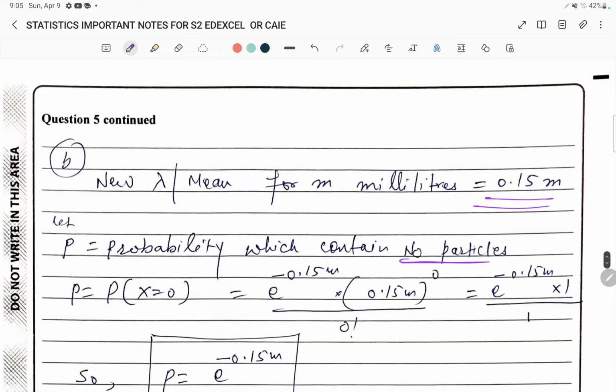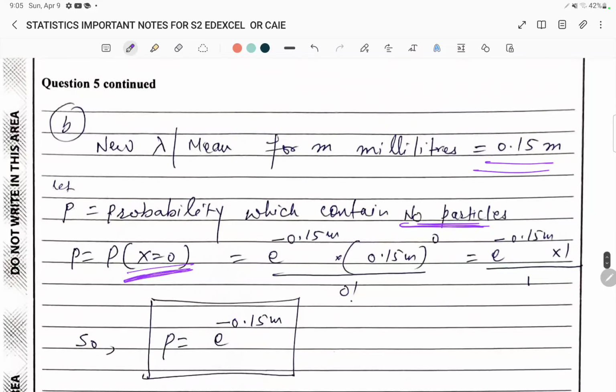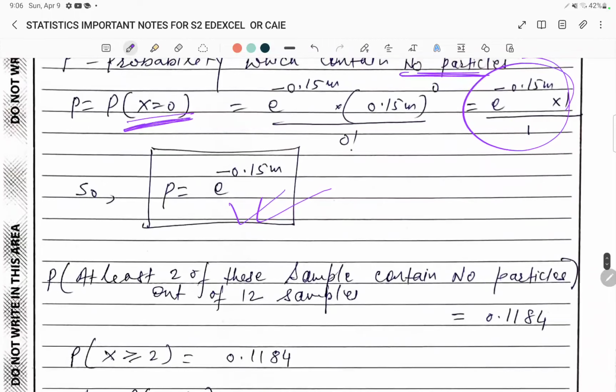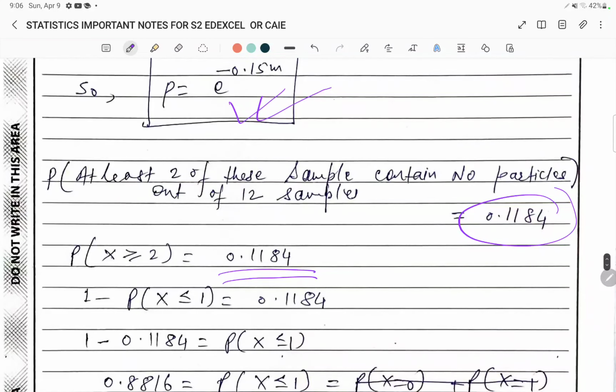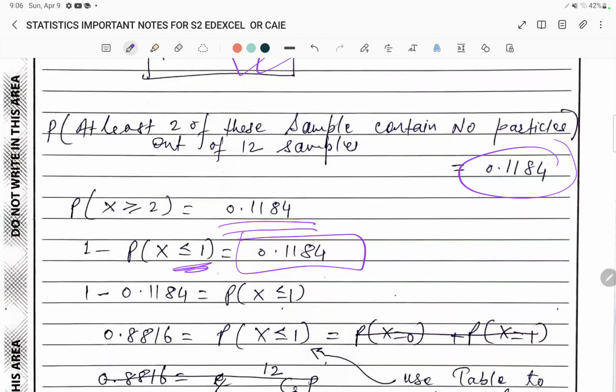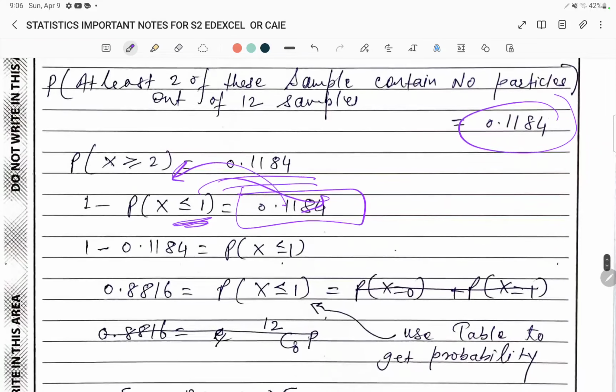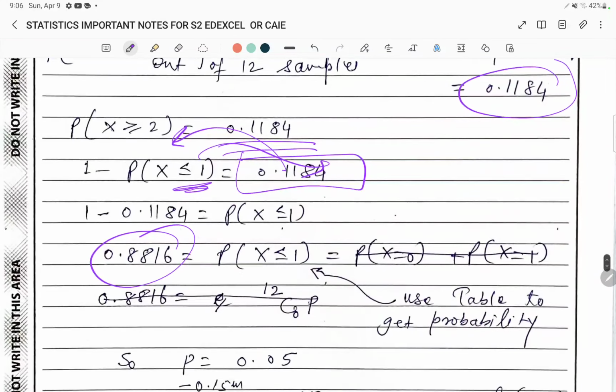p is the probability of a sample containing no particles. So P(X = 0), no particle, is e to the power minus lambda, lambda to the power 0 over 0 factorial. At least two of these samples contain no particle out of 12 samples. P(X ≥ 2) is 0.1184, so 1 minus P(X ≤ 1) is 0.1184. Shift this side, so 1 minus 0.1184 is P(X ≤ 1), which is 0.8816.